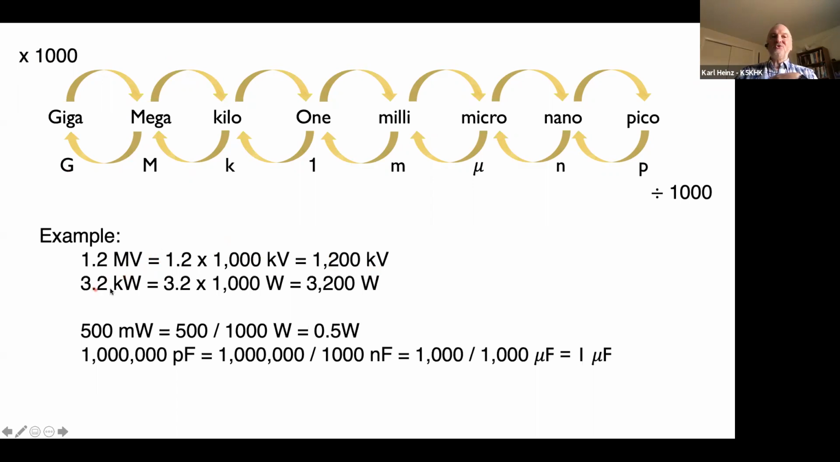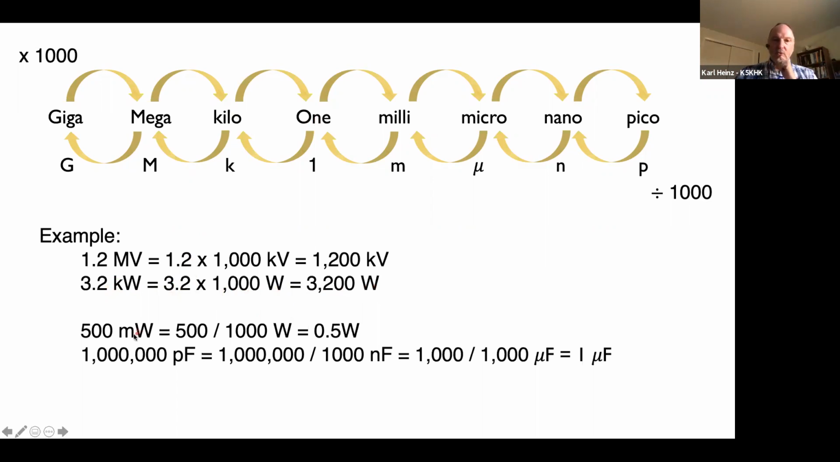When we have 3.2 kilowatts, again, ignore the W. We don't care about what it is right now. The important thing is the kilo at the beginning. And if we want to convert this to watts, we go from kilo to the 1, which means we multiply by 1,000 one time. So it's 3.2 times 1,000 watts, which is 3,200 watts.